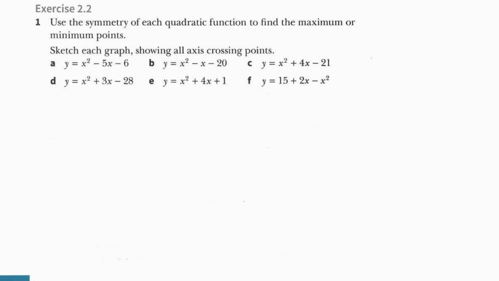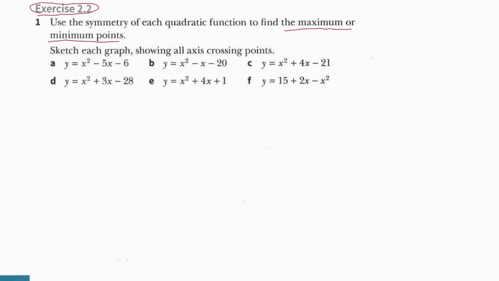Exercise 2.2 from the Cambridge Math book. In this stage, we use the symmetry of each quadratic function to find maximum or minimum points. By using the symmetry you can find the maximum or minimum point. This is one way. We can also find the maximum or minimum point by using differentiation.